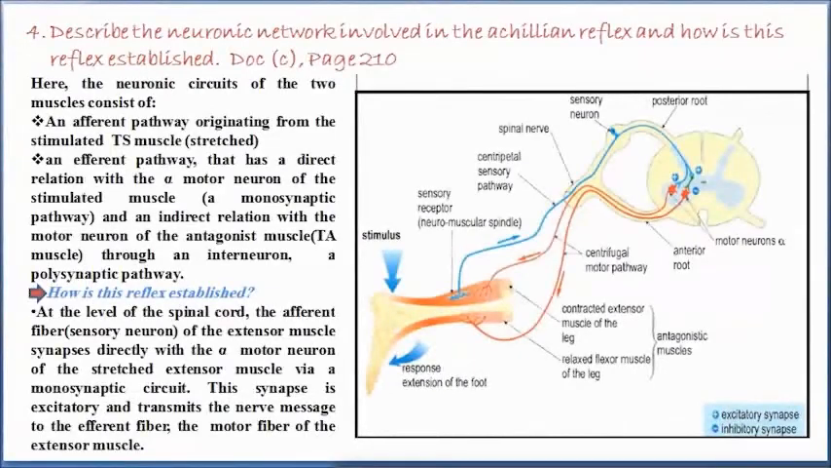So far, we have understood the notion of antagonist muscle. We have observed that when one is going to contract, the antagonist is going to relax. We have observed that when the TS is going to contract, the TA should relax. We're going to take this notion that we have gathered and apply it in understanding the mechanism that allows the Achillean reflex to happen.